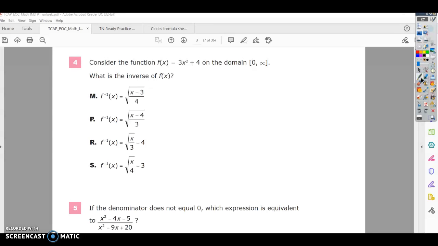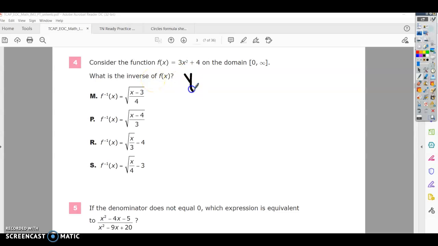So this is number 4 on the EOC Math 3 practice test. Consider the function f of x equals 3x squared plus 4 on the domain of 0 to infinity. So this is basically saying on the positive numbers. Okay, we're going to look at the positive domain here. All right, so what is the inverse of f of x?